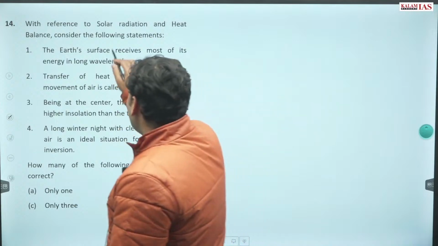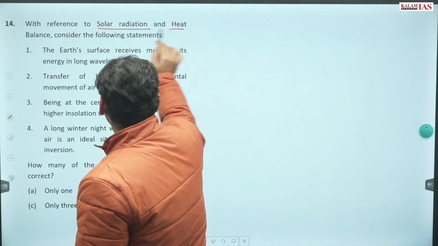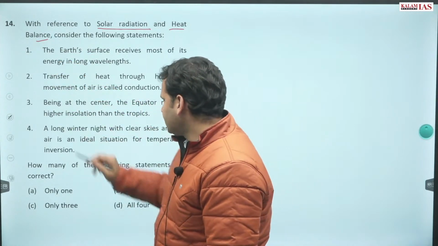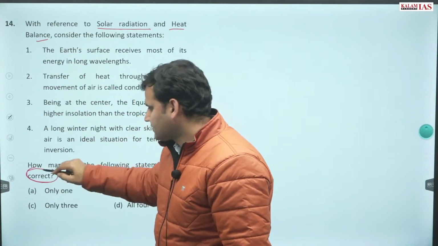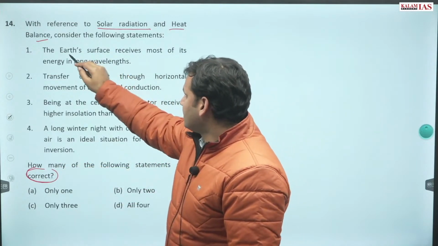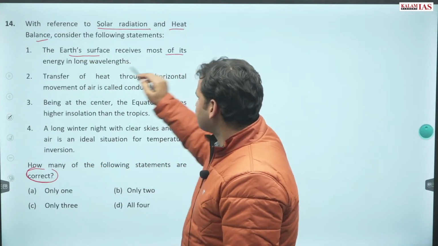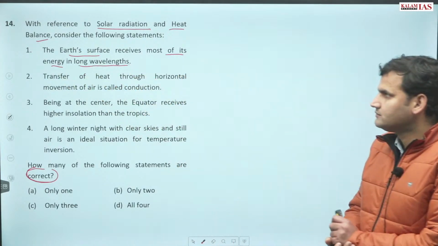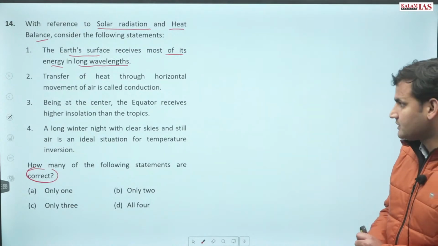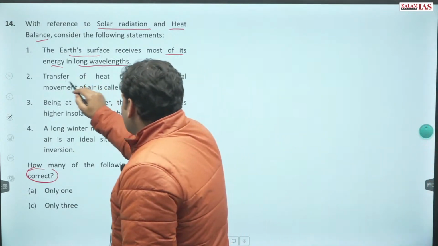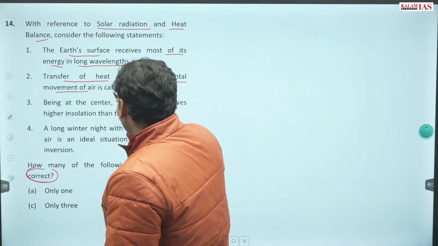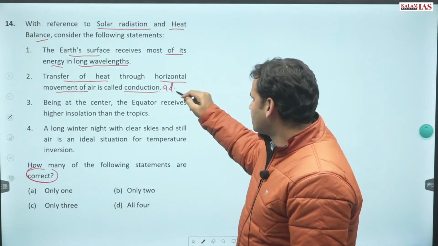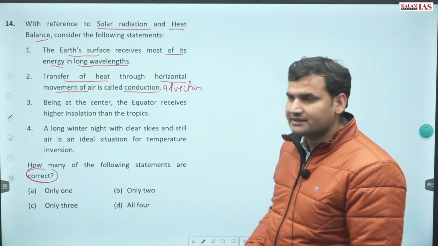Question number 14. With reference to solar radiation and heat balance, consider the following statements. चार statement दिया है and have been about correct. The Earth's surface receives most of its energy in long waves. Is this true? Is this false? Transfer of heat through horizontal movement of air is conduction. No, it is not conduction. It is advection. Example is Loo.